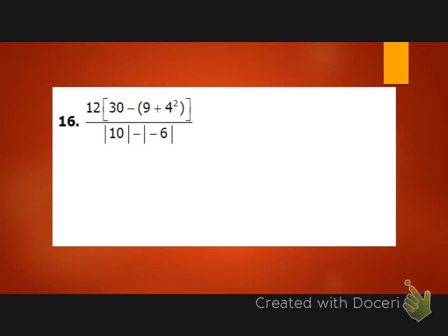For number 16, go ahead, pause the video, give it a try, and see if you end up with the right answer. The correct answer should have been 15. If you did not get 15, try to look back and see where maybe you made your mistake. If you can't figure it out, come see me. When you get done with this entire worksheet, bring it up to me to have it checked off.